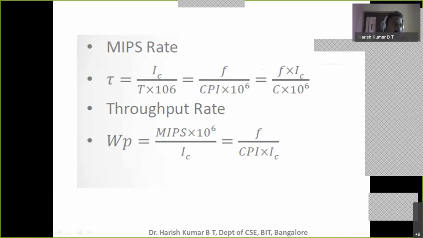How much you got? 25.81. 25.81 million instructions per second it can execute. Per second, it can execute so many. Now, find the time taken to execute that program: 1 lakh into 1.55 divided by 40 into 10 raised to 6.